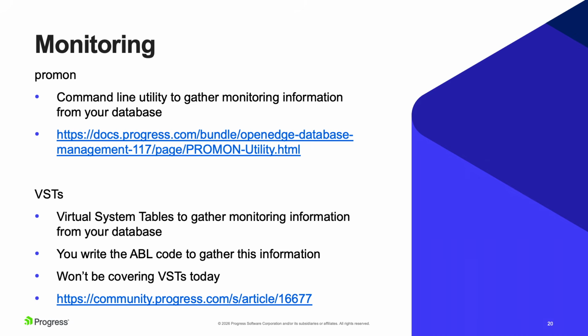There is something called virtual system tables, which has been in the Progress database for many releases, and it gathers those metrics and keeps them in your database. However, using that means you're going to have to write ABL code, or if you're as old as I am, 4GL code to gather this information. So we're not going to go through that today. I want to get right to tuning, so we'll use the ProMon that is built in.